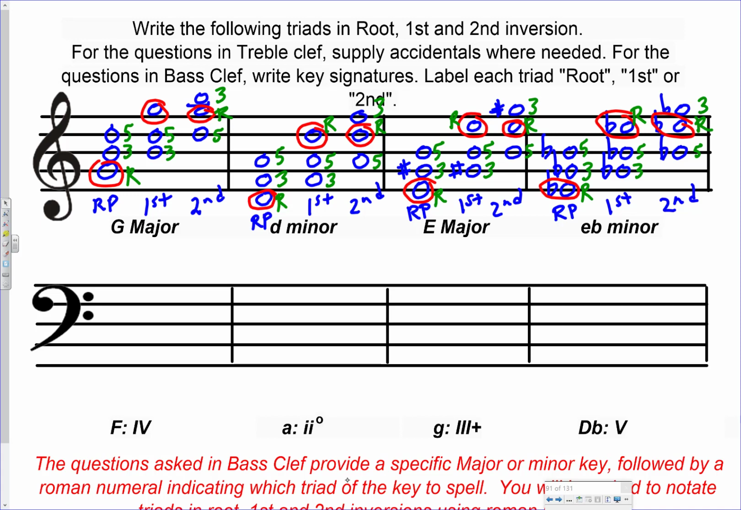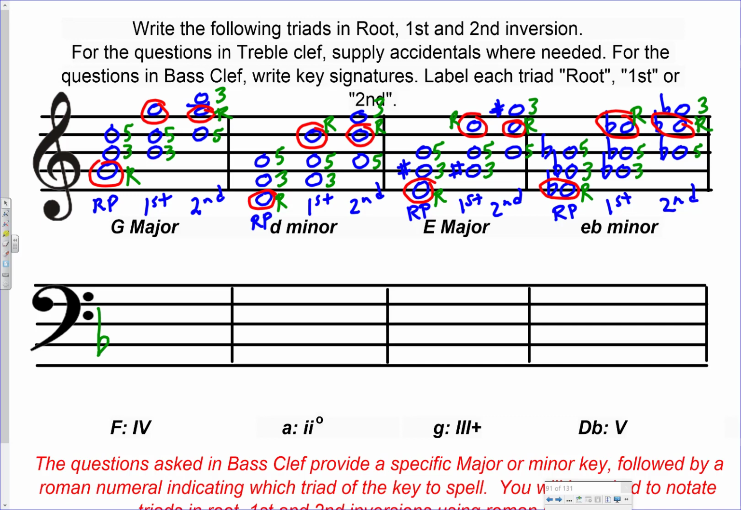Let's do the first example together. We are in the key of F major. Why are we in F major? Because we see a capital F followed by a colon, indicating that the key is major, and more specifically, F major. Let's draw the key signature.